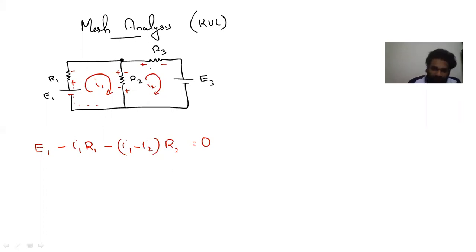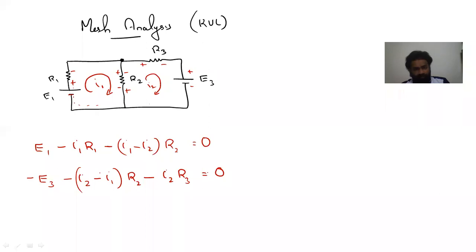Second loop, we are just taking in the clockwise direction. When we take clockwise direction, minus E3, because this is plus, this is minus. I am taking the second sign. When we come like this, R2 plus minus. So minus I2 here. When we consider the second loop, I am considering I2 is greater than I1. So minus (I2 minus I1) into R2. Again, minus I2 R3. This is equal to 0. This is the second equation. So whichever is given in the question, if we substitute that and solve these equations, we will be getting all the currents in all the branches.